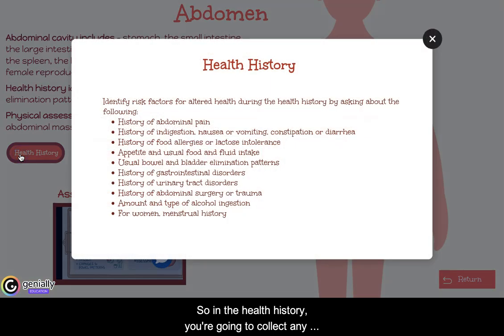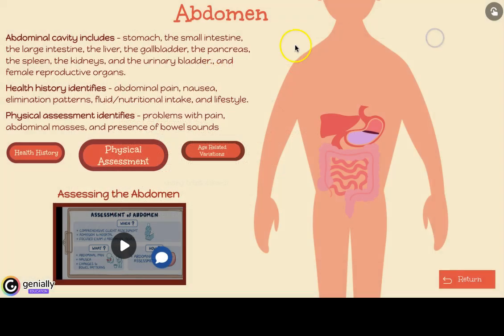So in the health history, you're going to collect any history of abdominal pain, any indigestion, nausea, vomiting, constipation, diarrhea, food allergies, lactose intolerance, appetite, food and fluid intake, usual bowel and bladder elimination patterns. Ask them, when was the last time you had a bowel movement? How often do you have a bowel movement? How often do you urinate? Do you have any difficulty urinating? All these questions. History of any GI disorders, history of UTIs, history of abdominal surgery or trauma, the amount and type of alcohol they ingest, right? For women, ask them about their menstrual history.